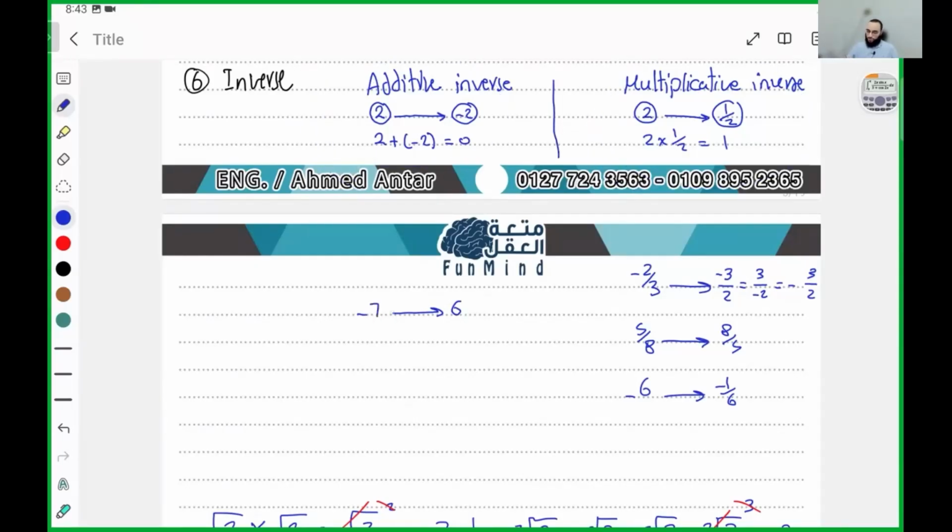If it is negative 7, 7. If it is negative 8, 8. If it is 9, negative 9. If it is negative 3 over 2.